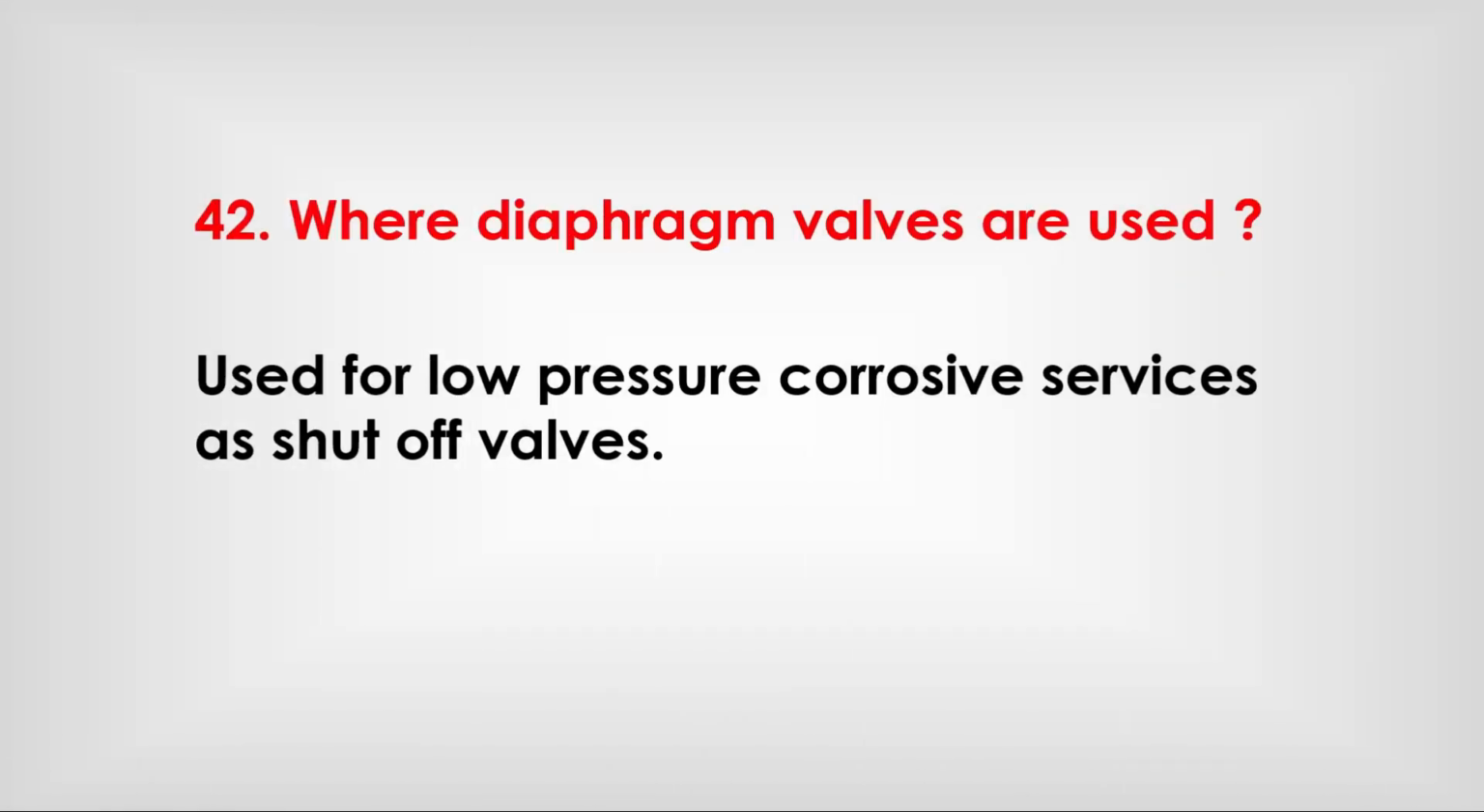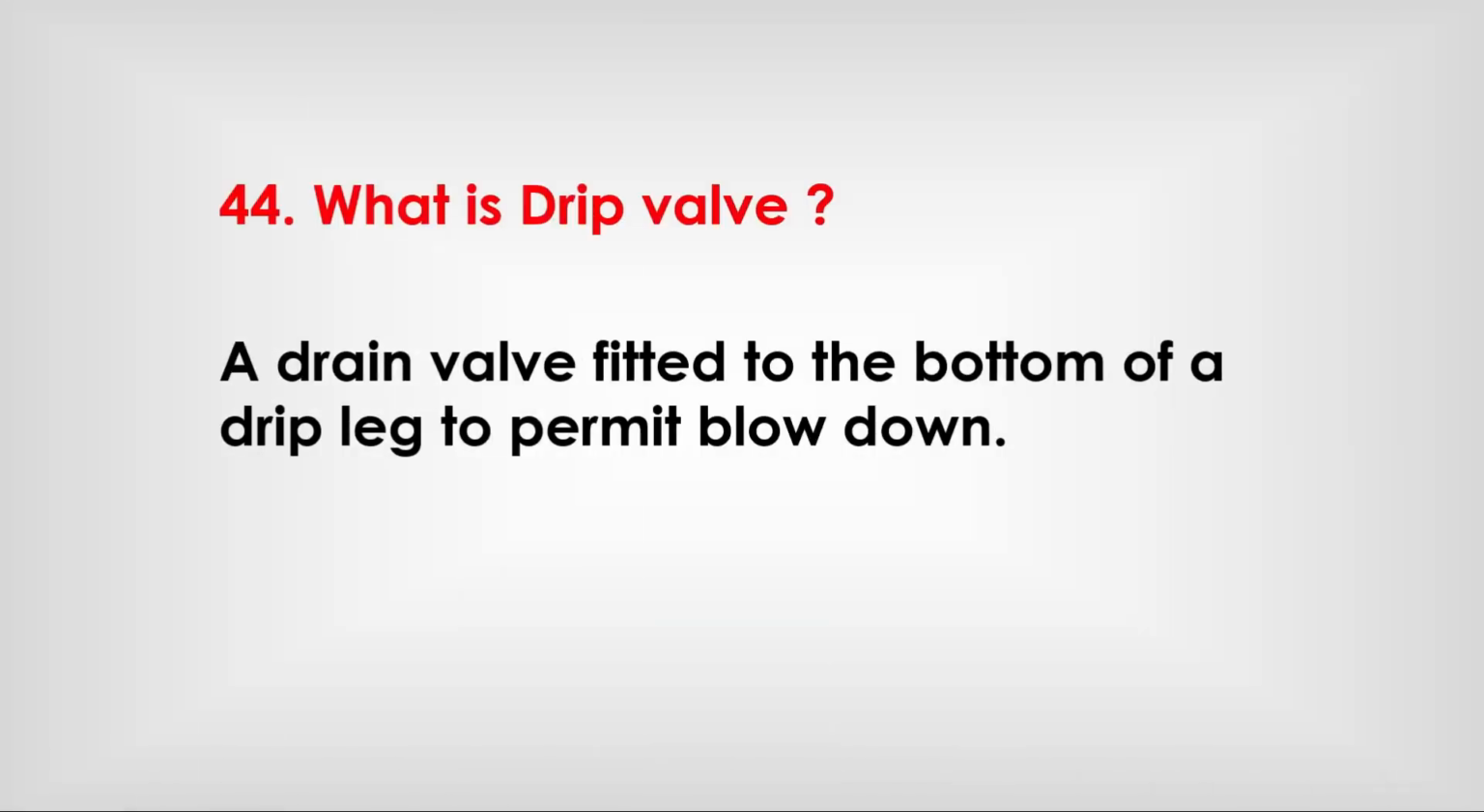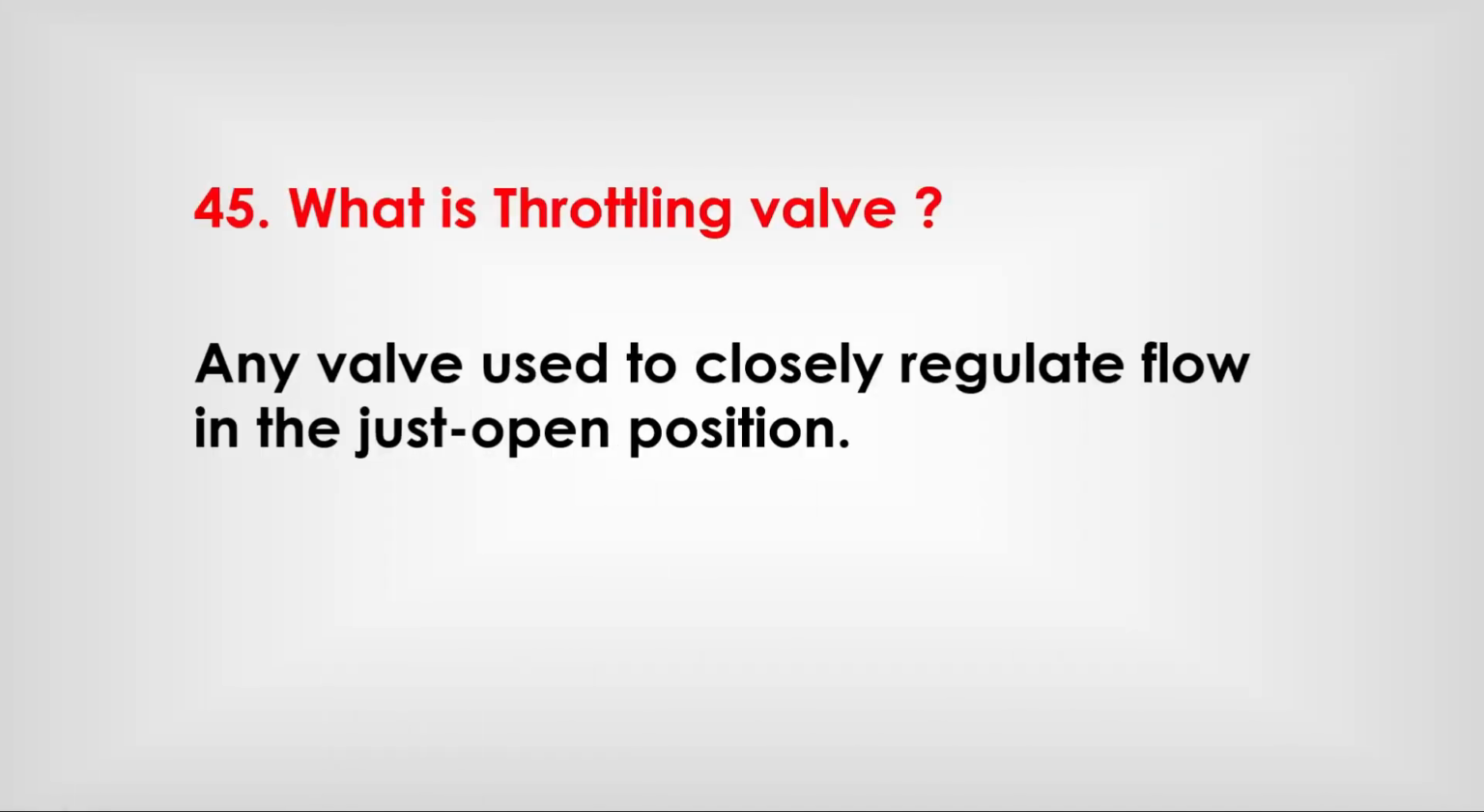Where are diaphragm valves used? Used for low pressure services as shut-off valves. What is a bleed valve? A small valve provided for drawing off liquid. What is a drip valve? A drain valve fitted to the bottom of a drip leg to permit flow down. What is a throttling valve? Any valve used to closely regulate flow in the just-open position.